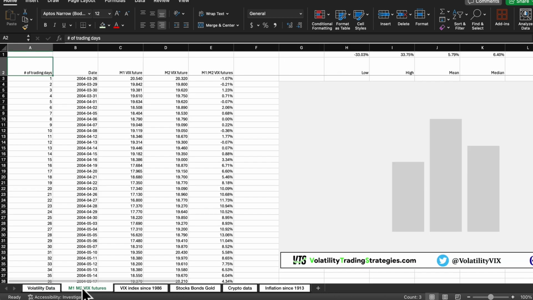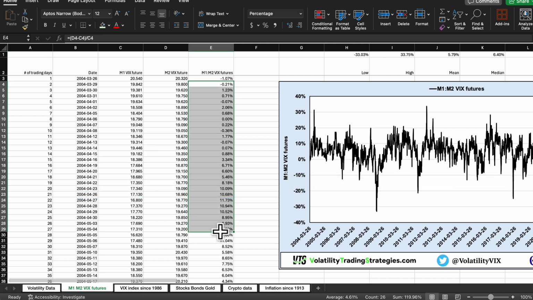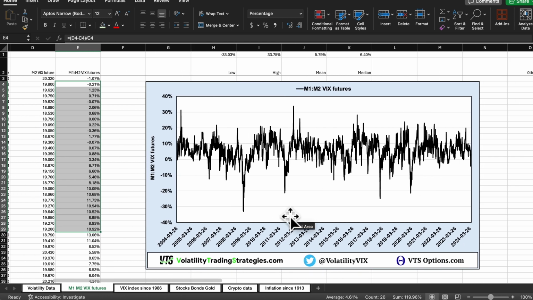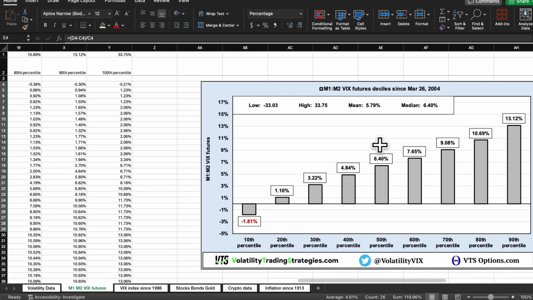Now, to make things a little easier to look at, I've also divided the VIX futures here, as you can see. Probably the most common data point, the one people talk about a lot, is M1, M2 VIX futures contango and backwardation. So I've calculated that for you. It's a very simple calculation, but I've also shown it on a chart, again, going back to 2004. And then if you want to see the percentile ranks, that's all here as well.